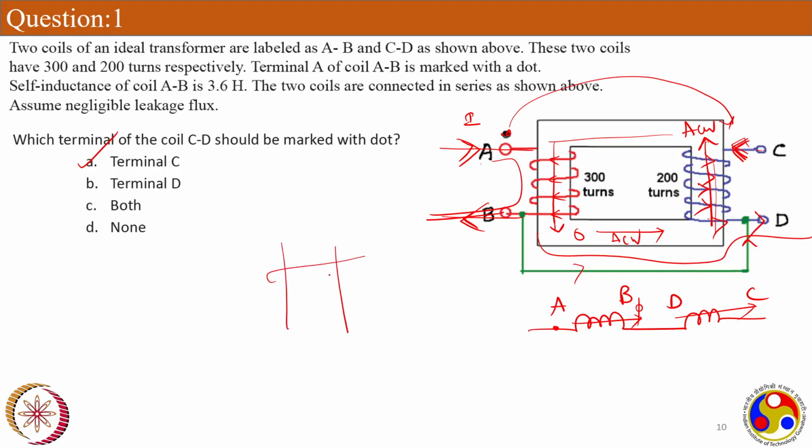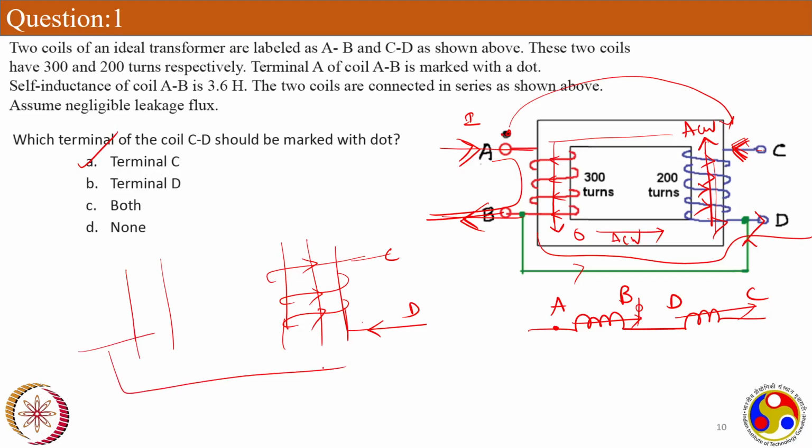Don't think so. Maybe the current direction will change at the D point. This is D you are saying, and this is C, and I want an anti-clockwise current, and this will be my current, and this will be D. And if I see the dot, and here it's connected to D, the current should enter D.